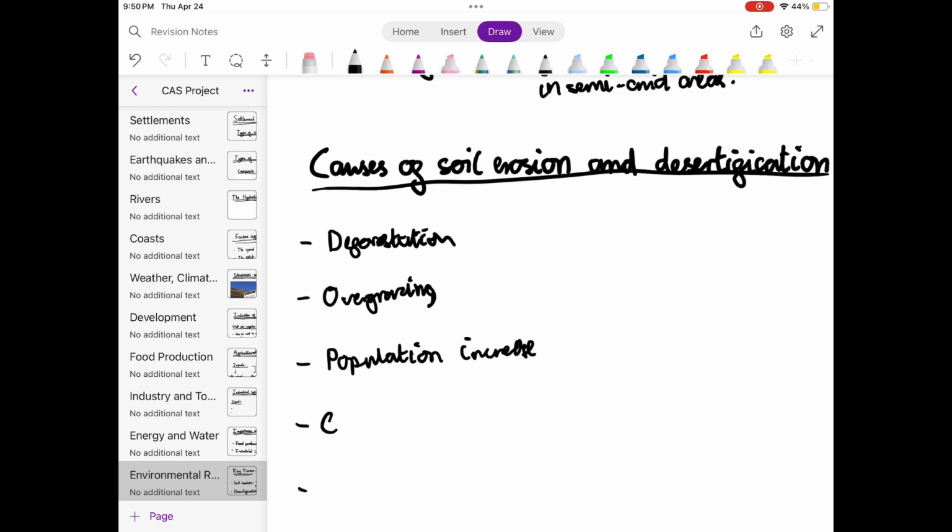Next is climate change, and this is because changing weather patterns such as increasing floods and an increase in tropical storms and droughts can all lead to an increase in soil erosion because the soil will be less adhesive to each other and will spread more easily. So that is another factor that affects soil erosion and desertification.